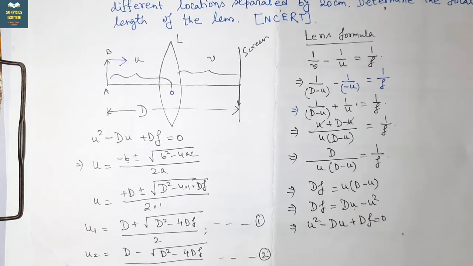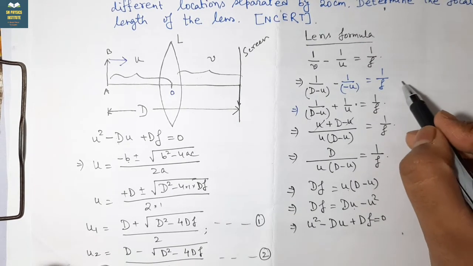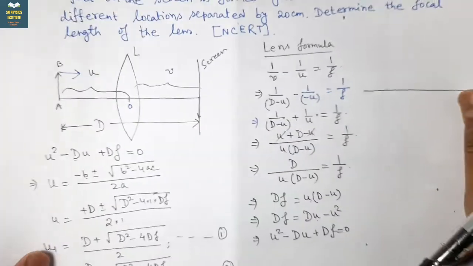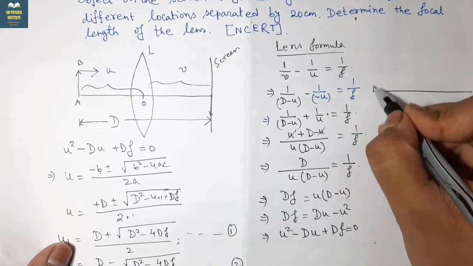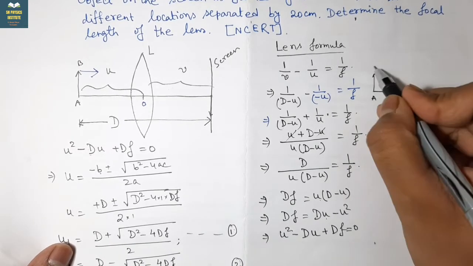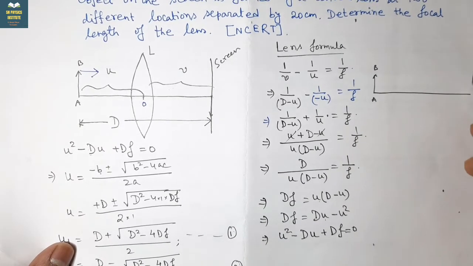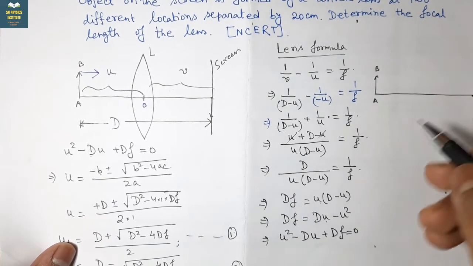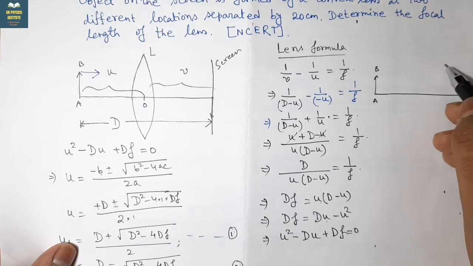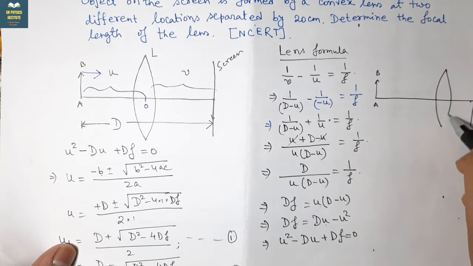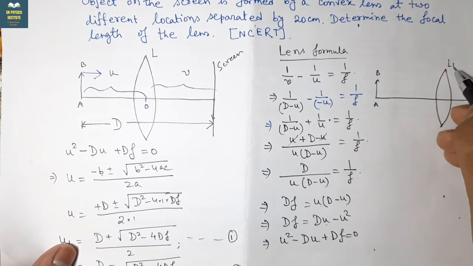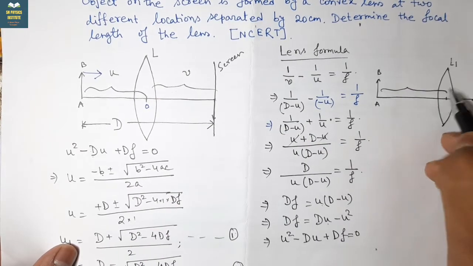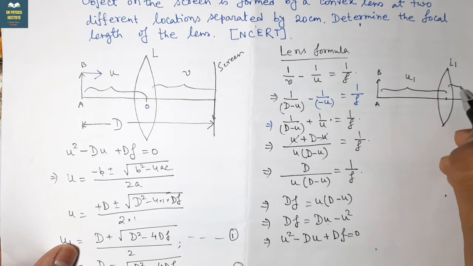That means, see, here I am drawing. This is the object AB and this is the screen. At this position, suppose this is the L1 position of the lens L. So here the object distance is u1.